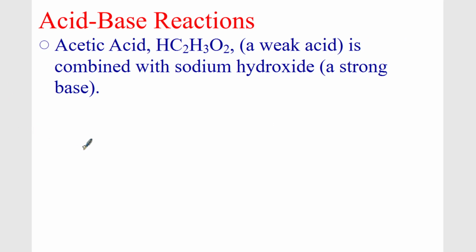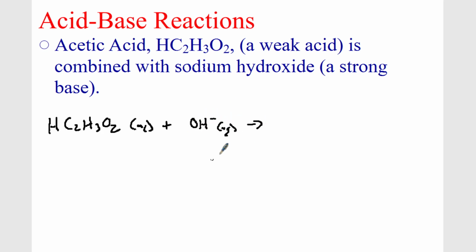Okay, let's take a look at when we combine a weak acid with a strong base. Here we have acetic acid, otherwise known as vinegar, HC2H3O2, and it's aqueous. Can we split up this weak acid? No, because it's weak. It does not dissociate 100%. And it's going to combine with a strong base, sodium hydroxide. Do I have to write NaOH? No. I'm going to write OH minus, which is aqueous, because the strong base dissociated 100%.